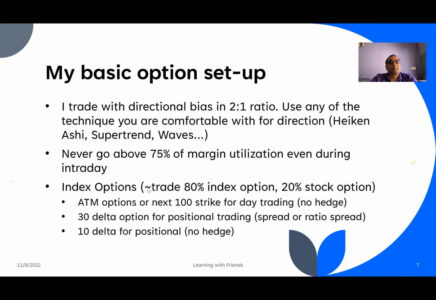Personally, I trade mostly in index options, which is 80% of my trade, and 20% in stock options. On day trading, I typically go very close. It sometimes backfires, but I go very close, ATM or just 100 strikes either side. But positional, I go 10, 30 delta or even 10 delta. 10 delta is obviously much easier, as long as you can handle the MTM swing. Because sometimes even in the 10 delta, the MTM swing is very high, and you need to have very thick skin and just stay put.